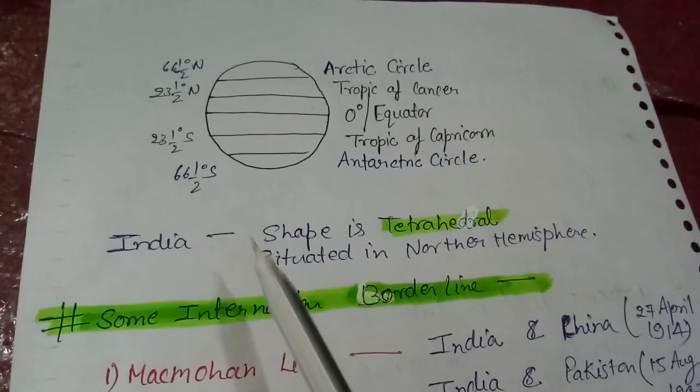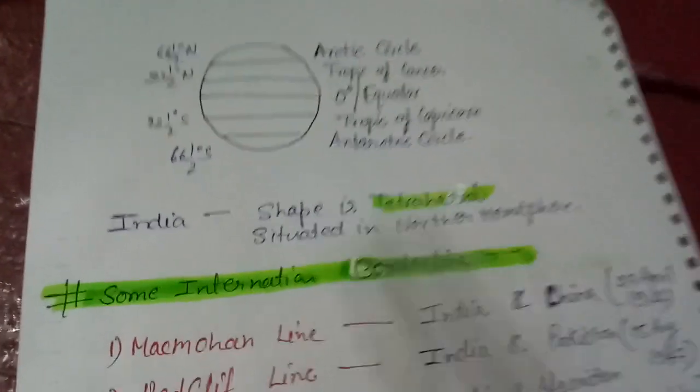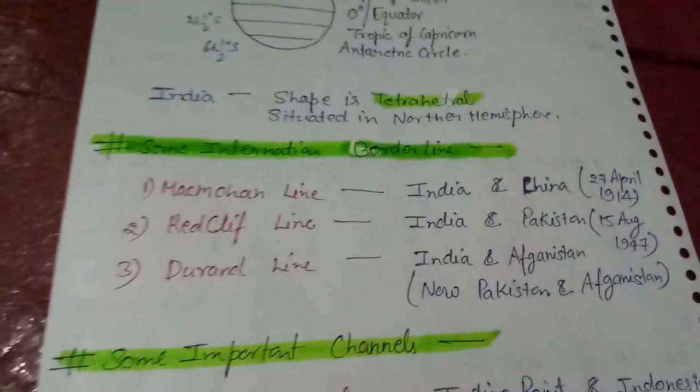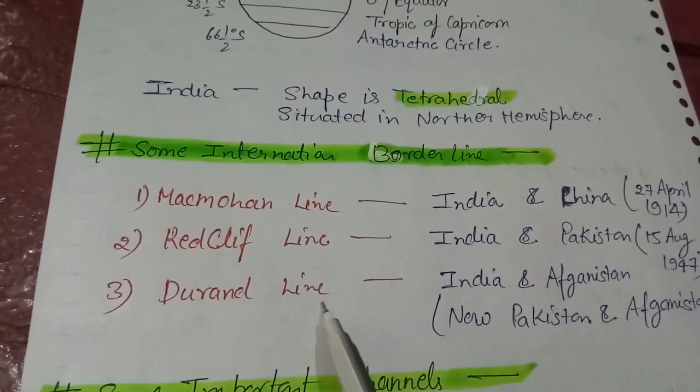What is the shape of India? It is tetrahedral. India is situated in the northern hemisphere. Now there are some international border lines. First is McMahon Line, second Radcliffe Line, third is Durand Line.